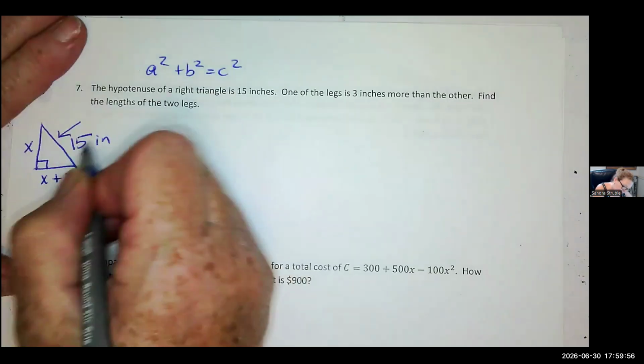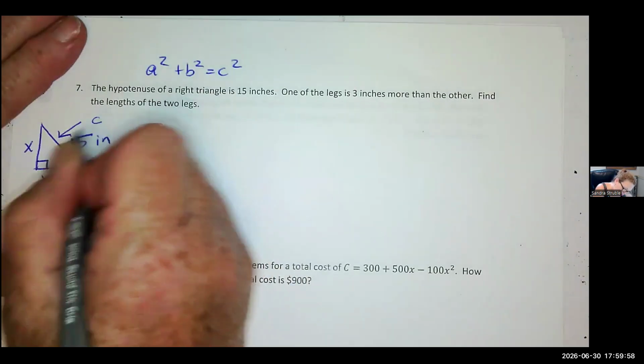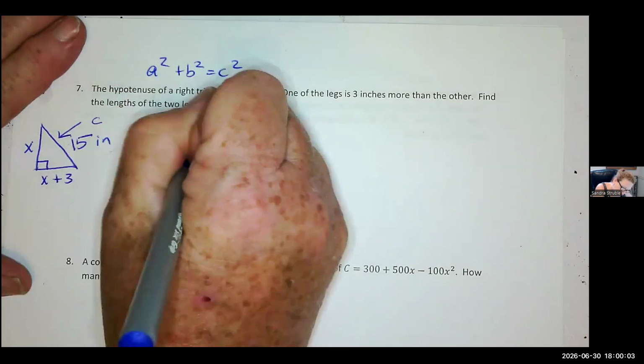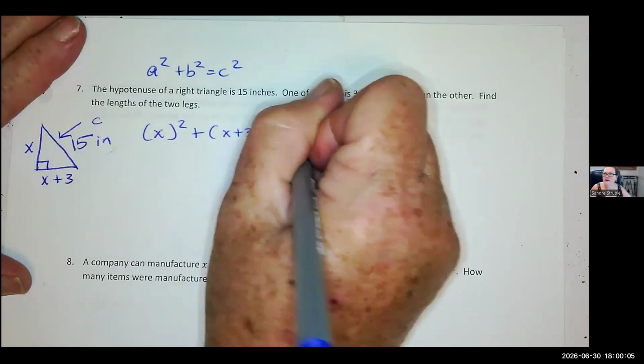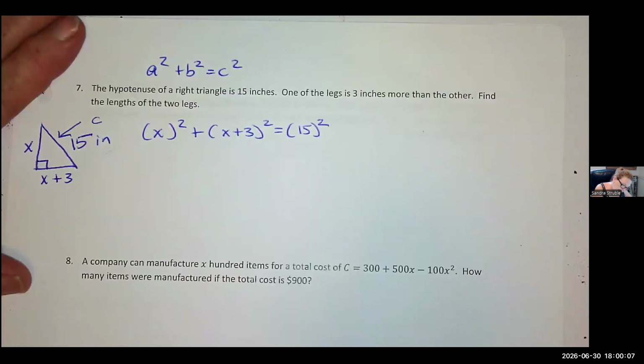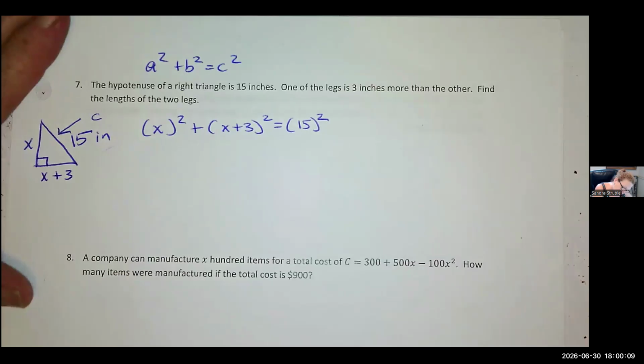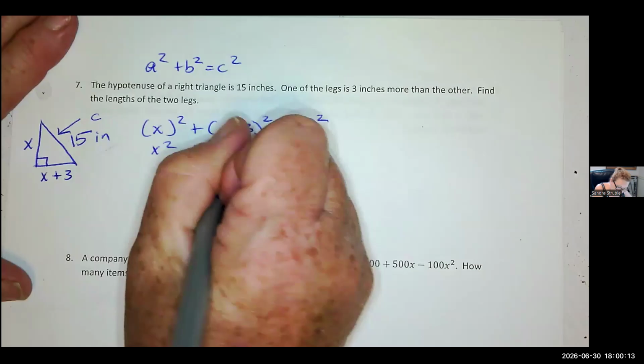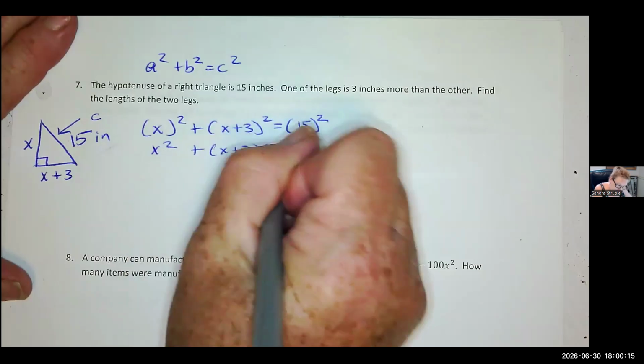That's all that matters. So x squared plus x plus 3 squared is equal to 15 squared. X squared is x squared. This is x plus 3 times x plus 3. And this 15 squared is 225.